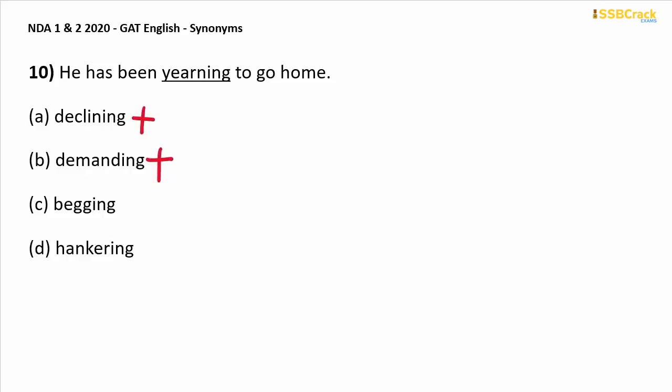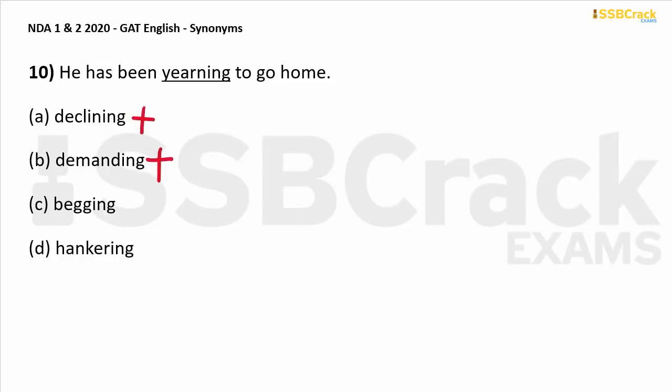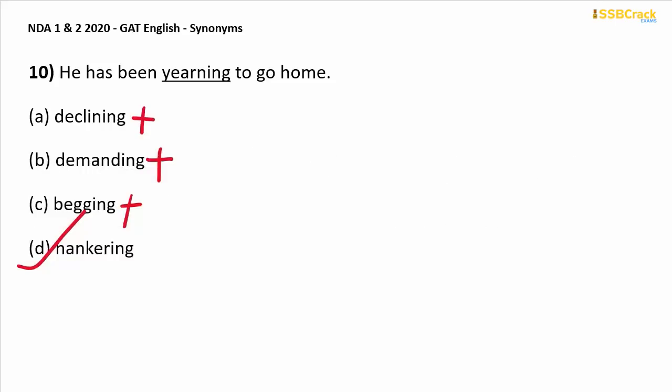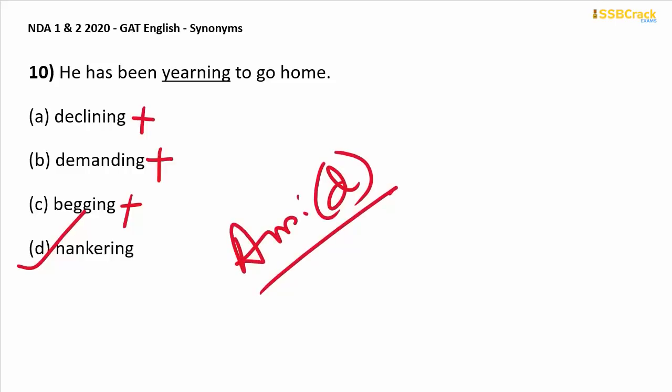Demanding is when you want something, and it is in a very negative light that you demand. And so is begging. So begging, demanding, and declining are not synonyms of yearning. It is hankering, because hankering itself means intense longing or intense desire to do something. So therefore option D is your answer. Hankering is the synonym of yearning.